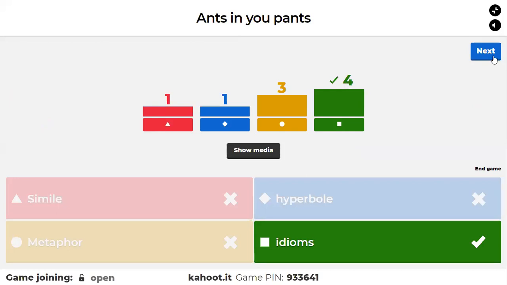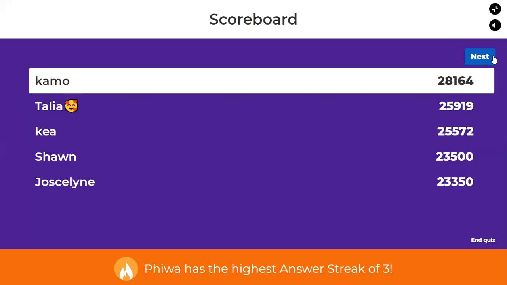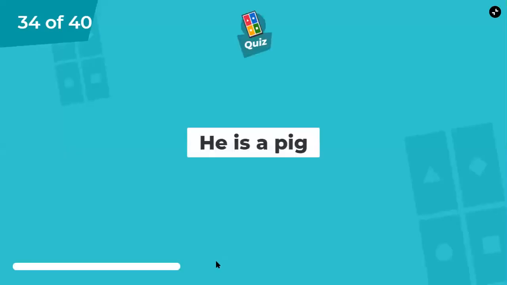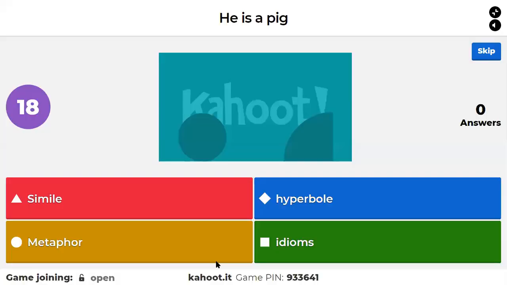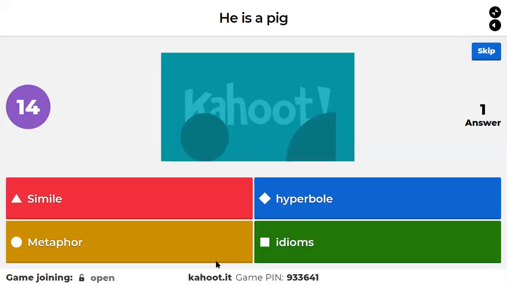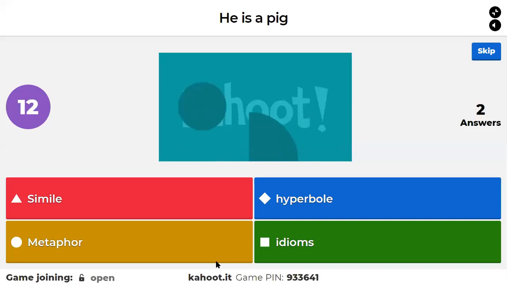Okay, next one. He is a pig. Is that red a simile, blue a hyperbole, yellow a metaphor, or green an idiom?